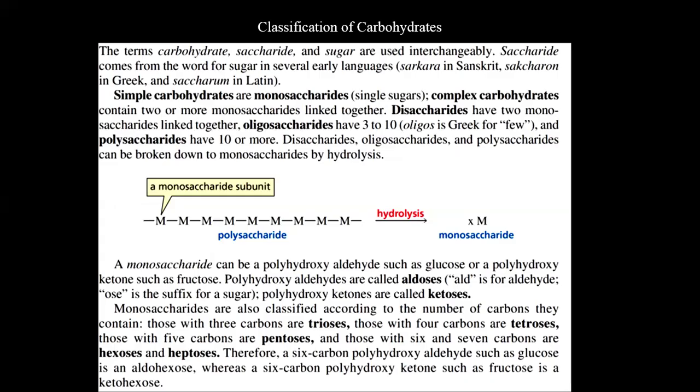If we hydrolyze a sugar molecule and it breaks into two simple sugars, then it is called a disaccharide. If it hydrolyzes into three sugar molecules, it is called a trisaccharide. Simple carbohydrates are the sugars which do not hydrolyze further into simpler sugars. These molecules are called simple sugars. Examples are glucose and fructose.